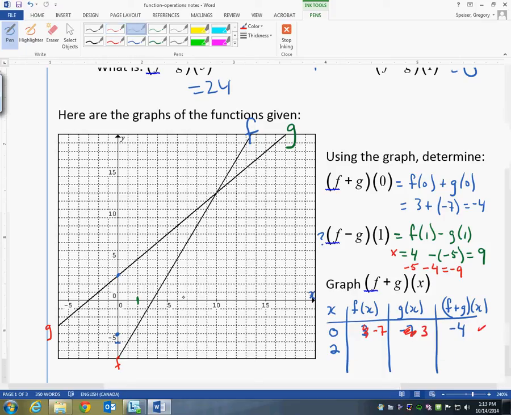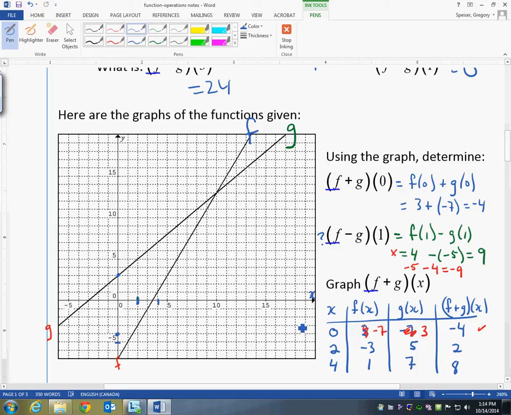Okay, so let's carry on. At 2, f of x down here is equal to -1, 2, 3. G of x is equal to 1, 2, 3, 4, 5. So we get a 2. And how about at 4? At 4, f of x is equal to 1. G of x looks like it's equal to 2, 3, 4, 5, 6, 7. So we get an answer of 8.